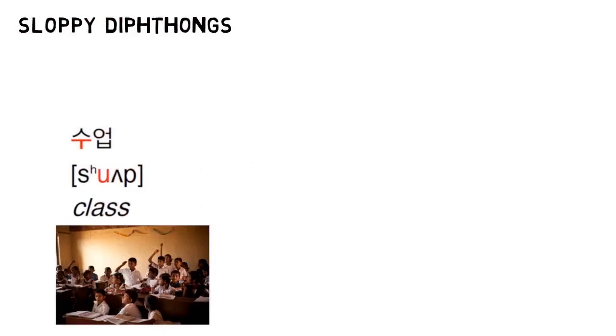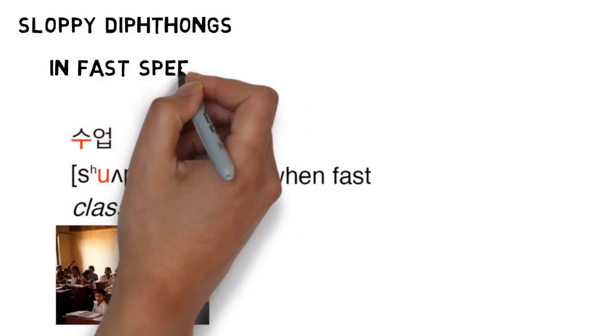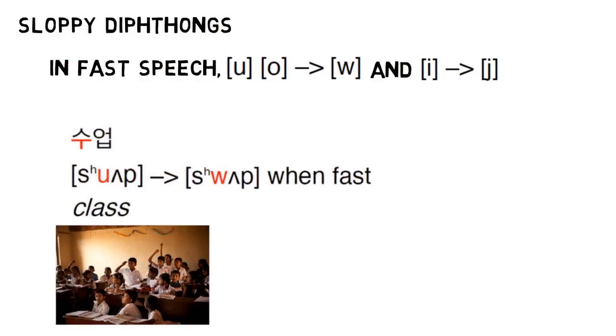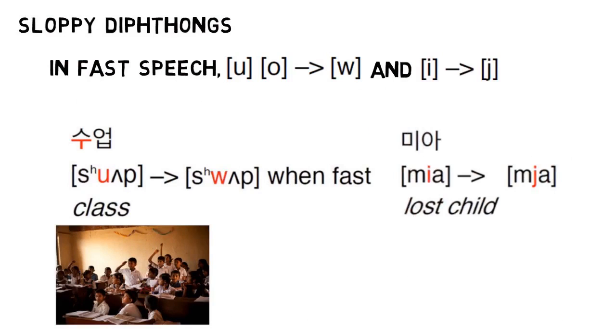The first one shows up in words like 수업. When you pronounce words like these carefully and slowly, you'd say 수업, but if you're speaking quickly, you'll slide those 2 syllables together into 수업. This can generally happen when the first syllable ends in u, o, or i, and the next syllable starts with a vowel. So 수업 can turn into 수업, and 미아 can turn into 미아.